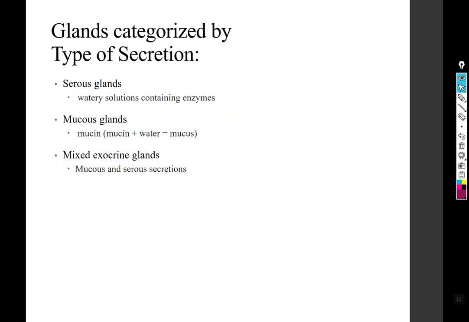Okay, so we also categorize these by type of secretion. In this case, I'm being intentional about distinguishing type from mode, because I want you to understand that if I ask you for mode of secretion on, say, a test, what I mean is the previous slide, not this slide. Type of secretion refers to what the secretion is like physically. Serous glands produce watery solutions that contain enzymes. For example, saliva, tears.